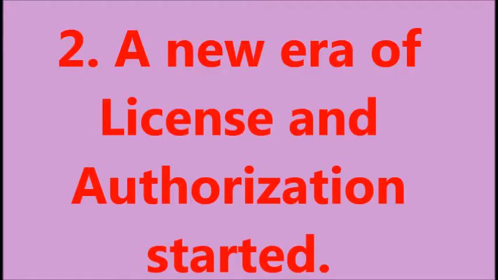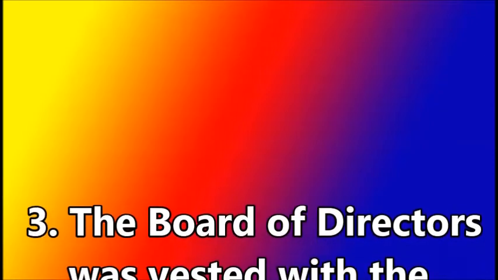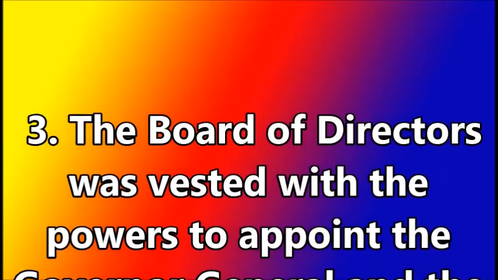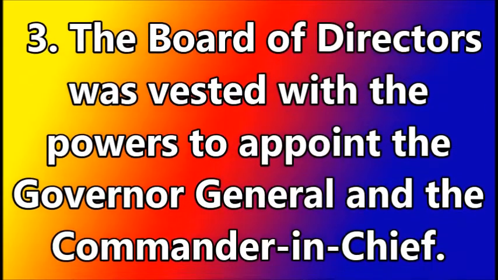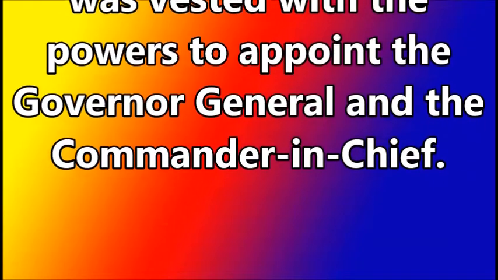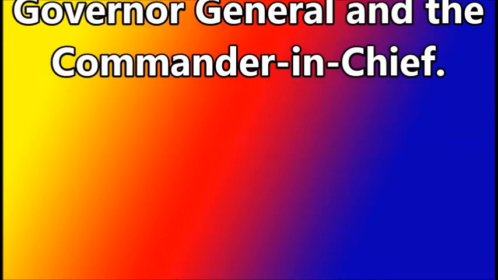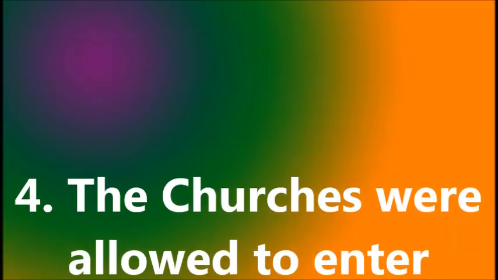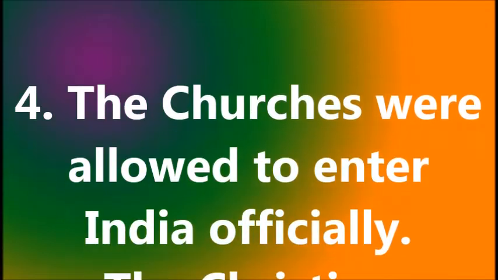Second one, a new era of license and authorization started. Third one, the board of directors was vested with the powers to appoint the governor general and the commander-in-chief. Fourth one, the churches were allowed to enter India officially.